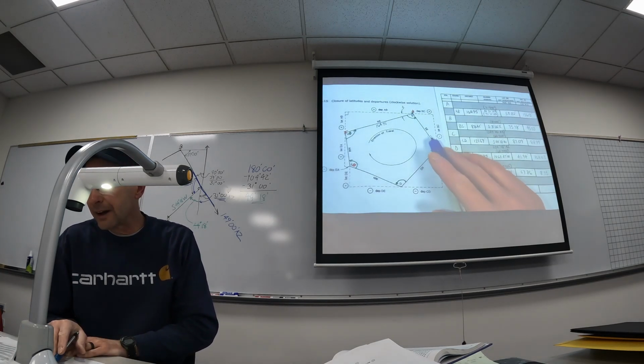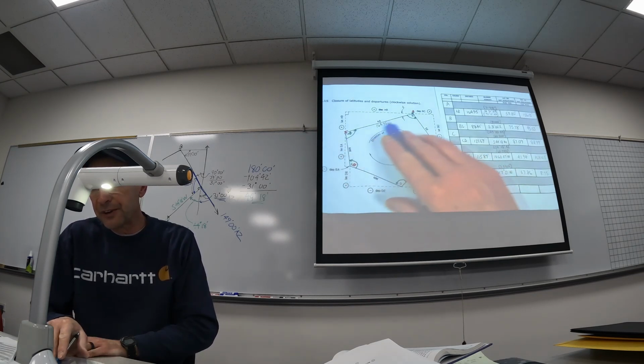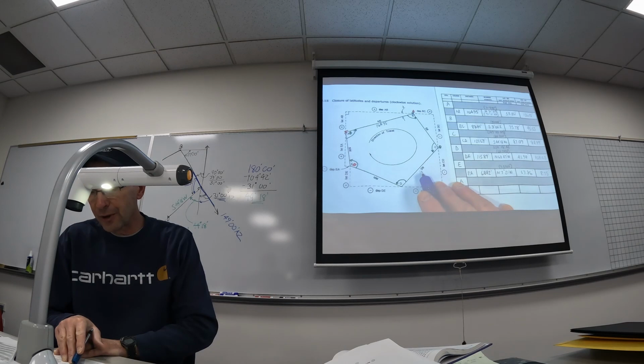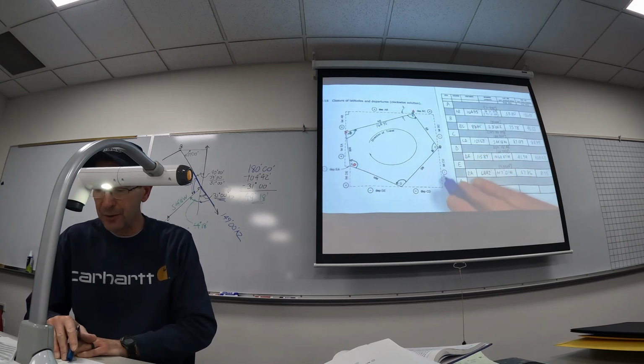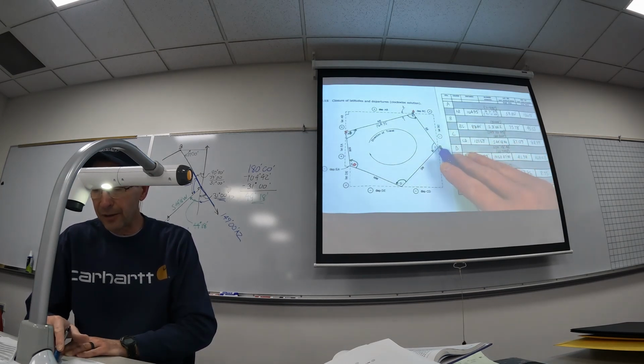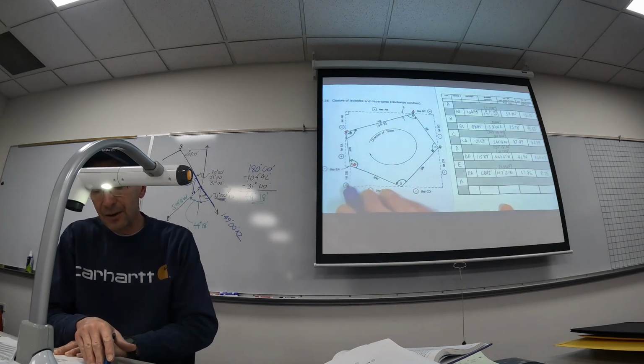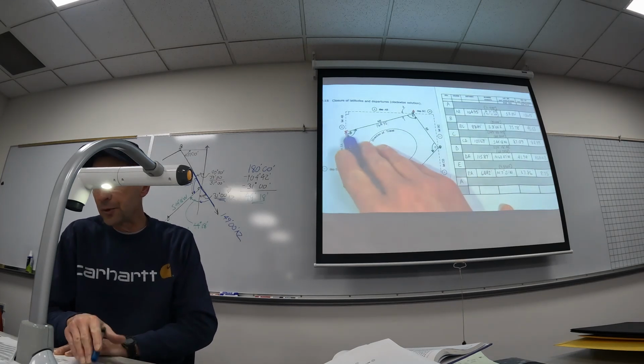So our bearing on this one was north to east. This was what? South to east. This was also south to west. So the latitude, the ladder, we're heading south. We go from D to E, we're going north.